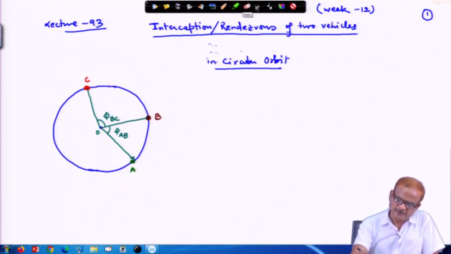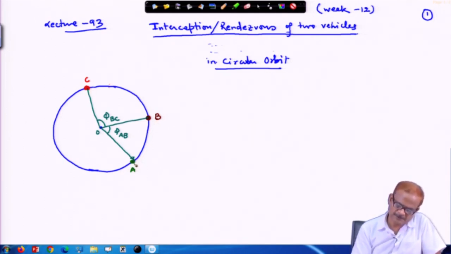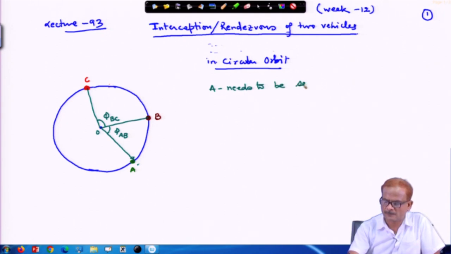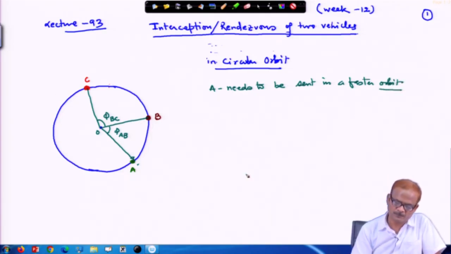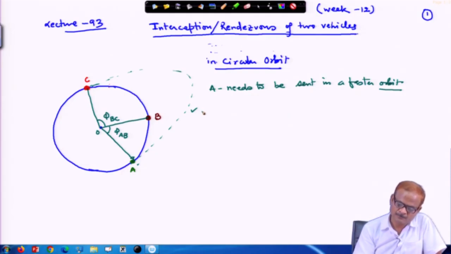And let us assume that for catching B at point C by the satellite A, this will involve sending the satellite A in a faster orbit. So, obviously, we cannot send it into some orbit like this, because this will take much more time to go through this orbit. So, its time of travel will become even larger. So, one option is that we send it in a faster orbit.